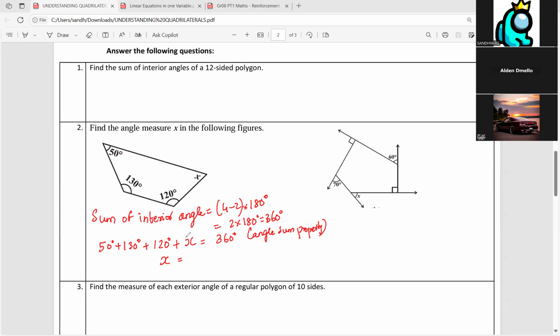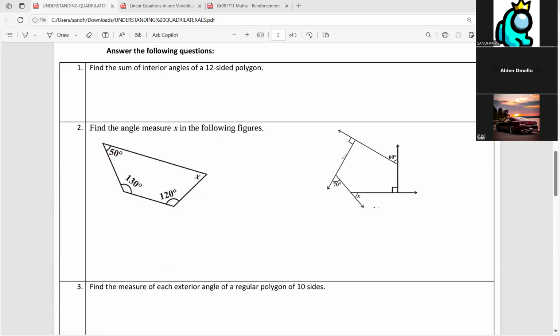So 50 plus 130 plus 120 is equal to 300. So 360 minus 300 degree is equal to 60 degree. So x is equal to 60 degree. Got it? That's it. Next.